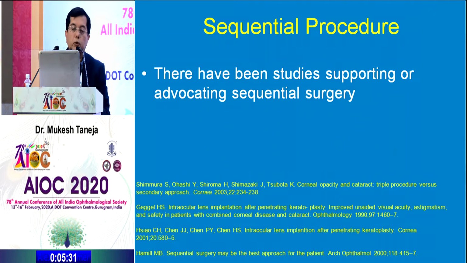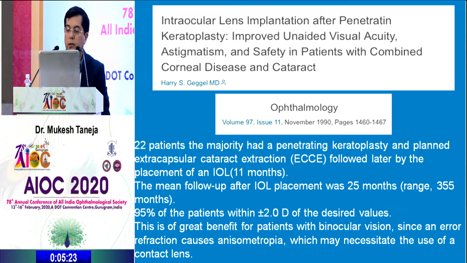However, a more ideal or more practical situation would be doing a sequential procedure. There are many studies which advocate that now. In this particular study, 22 patients had a PK done, and later ECCE was done using a more predictive IOL power calculation, and they found that 95% of the patients were within plus or minus 2 diopters of their desired value.